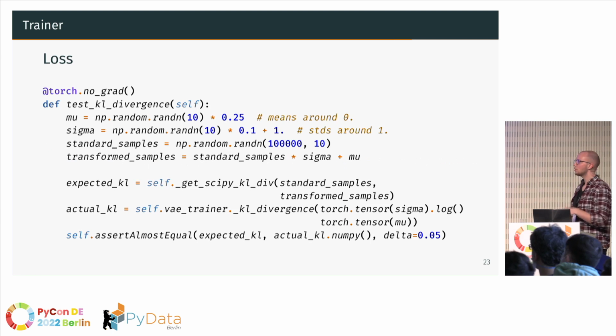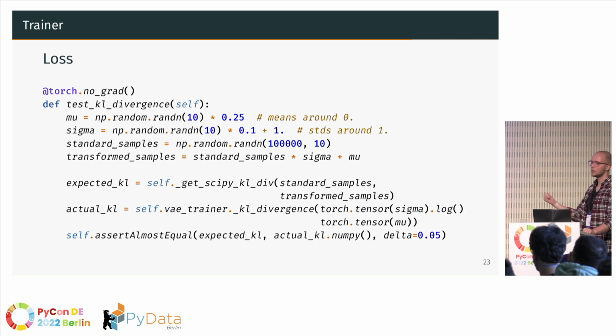What you should do in these cases is try to find an implementation of this function or this loss in some other package. Luckily, SciPy has a KL divergence function that we can use here to test if our version, which can produce gradients, is the same.